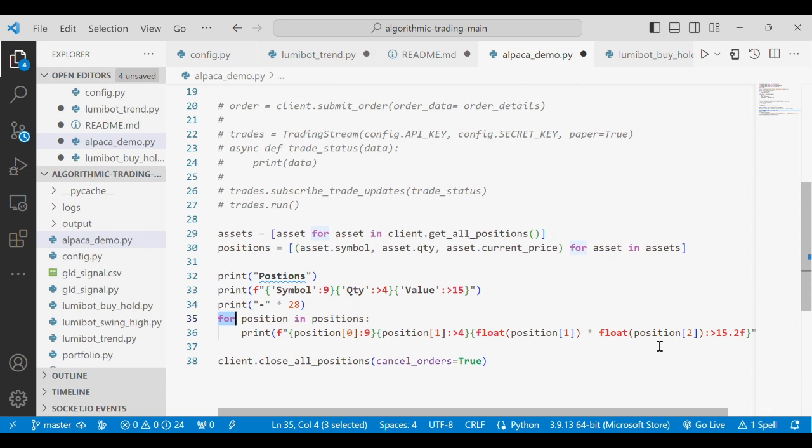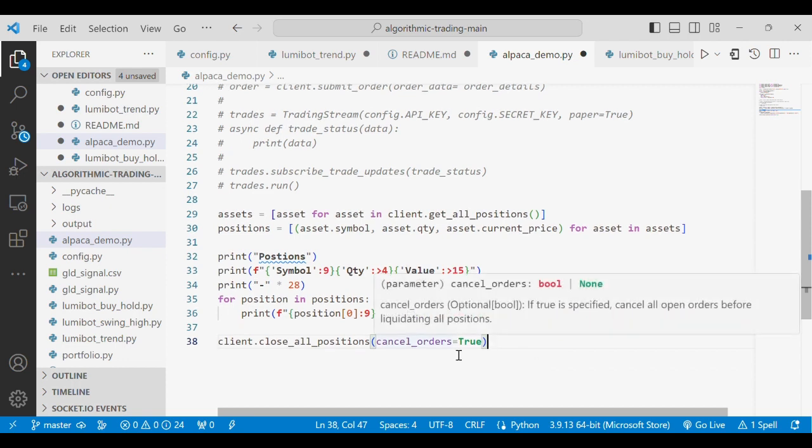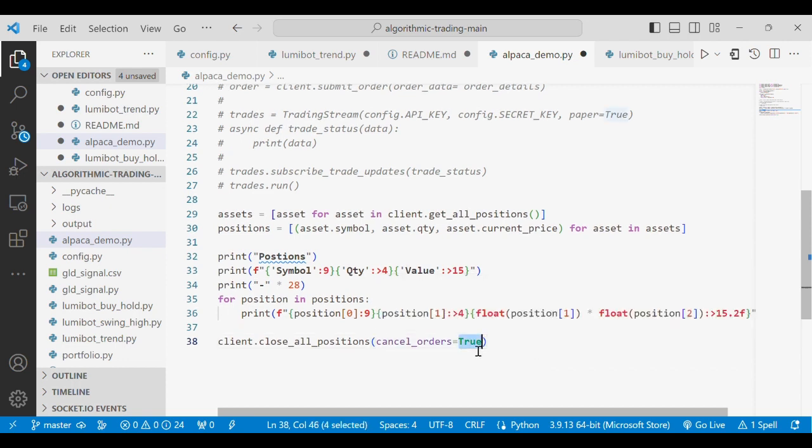Then at last, after printing the positions, we have closed the positions and we have cancelled whatever orders we had associated. Then we shall move to the Lumibot code.